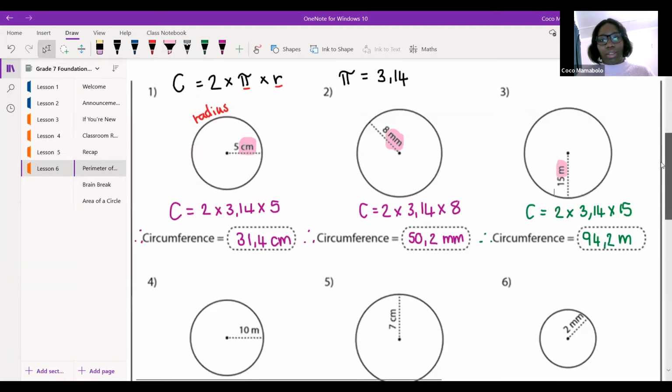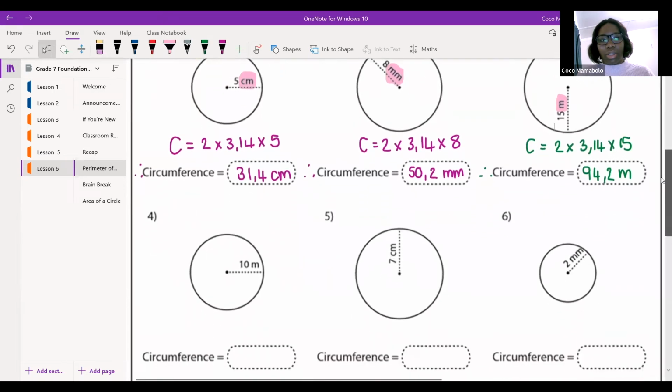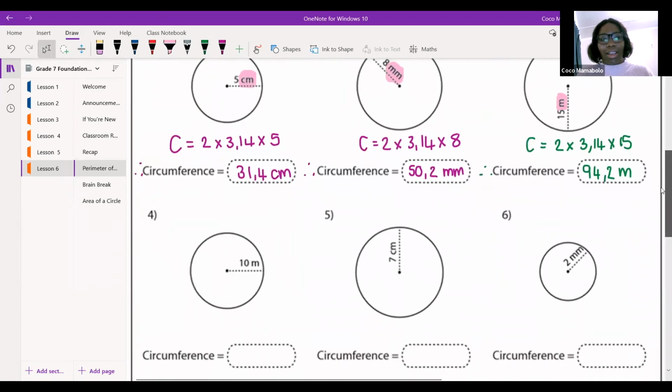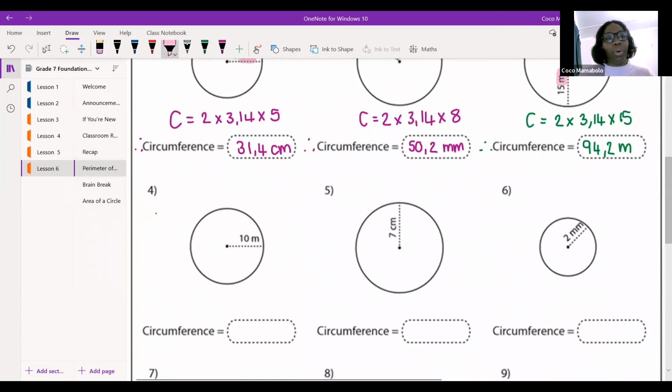All right, let's go down a little bit. Love how everyone is getting it. Excellent. Let's look at number 4. My circumference is equal to 2 times 3,14 times 10. Give me 1 second. My therefore is not working. Therefore, my circumference is 62,8 meters.